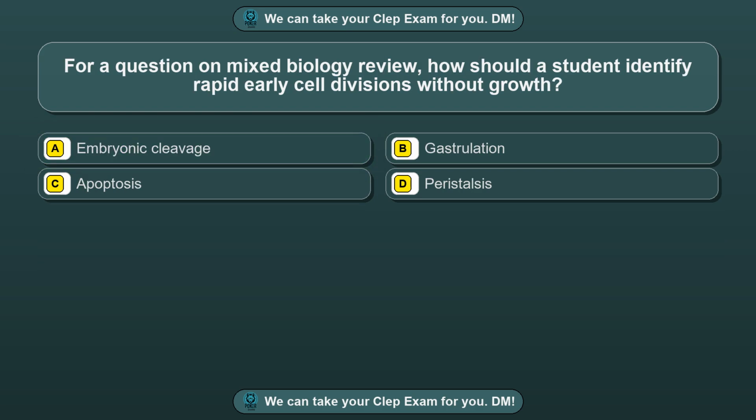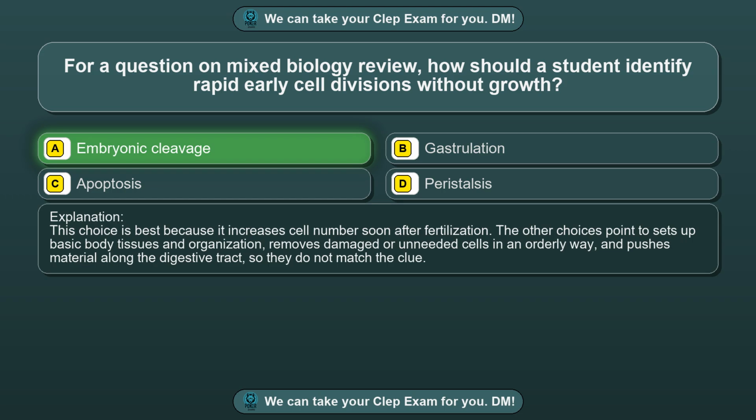Question 30. For a question on mixed biology review, how should a student identify rapid early cell divisions without growth? Option A, embryonic cleavage. Option B, gastrulation. Option C, apoptosis. Option D, peristalsis. The correct answer is option A, embryonic cleavage. This choice is best because it increases cell number soon after fertilization. The other choices point to sets up basic body tissues and organization, removes damaged or unneeded cells in an orderly way, and pushes material along the digestive tract, so they do not match the clue.